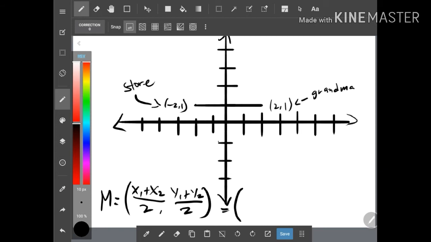First, we add x sub 1, which is 2, and x sub 2, which is negative 2. Divide the sum by 2, and we'll get 0, which is now the x-coordinate. Then, we add y sub 1, which is 1, and y sub 2, which is also 1. Divide by 2, and we'll get 1, the y-coordinate. We'll get the point (0, 1), and if plotted, it is the midpoint of (2, 1) and (-2, 1).